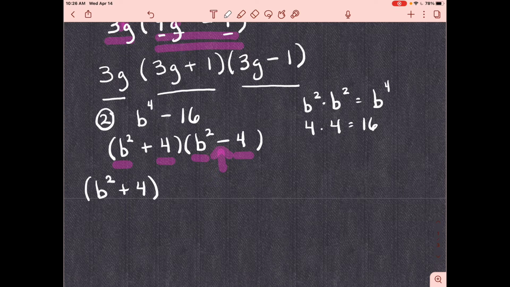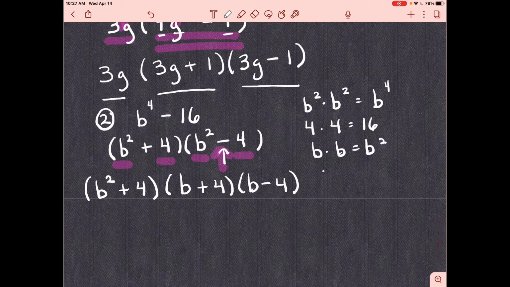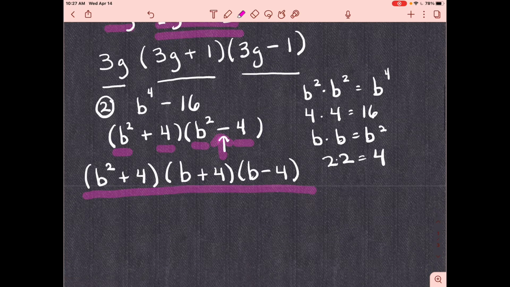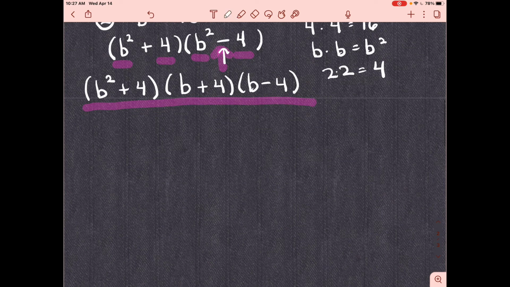However, b squared minus 4 can be factored into b plus 2 and b minus 2, because it does have the minus sign in it. And b times b is b squared, and 2 times 2 is 4. So now I have this factored into 3 factors. Yes, that's as much as I want to say about that right now.